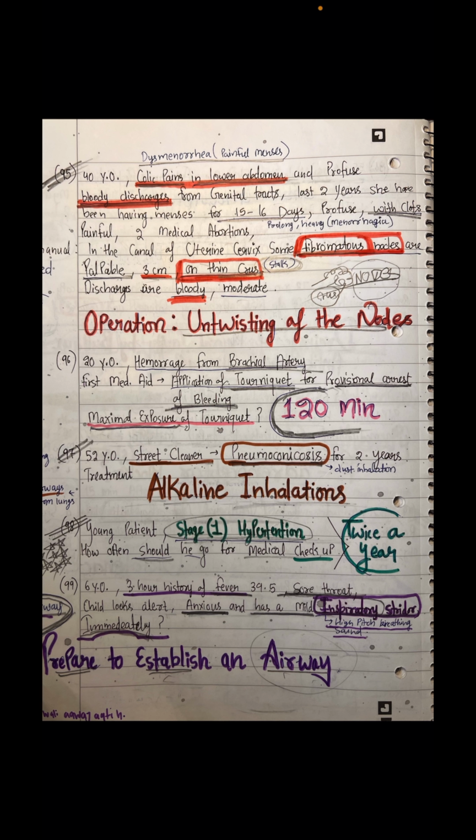Next is a 20-year-old having hemorrhage in the brachial artery. First medical aid: application of the tourniquet. This was given in the question, that the first medical aid which they provided is application of the tourniquet, since artery bleeding is there. So for the provisional arrest of the bleeding, maximum exposure of the tourniquet.